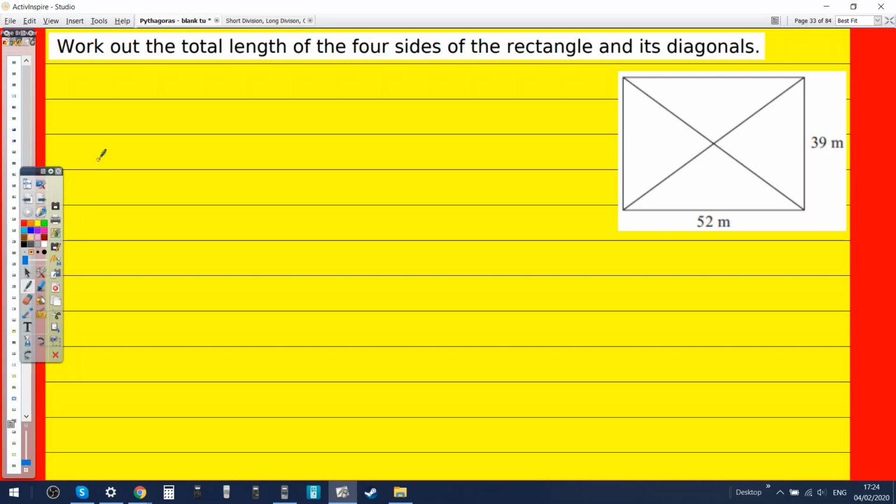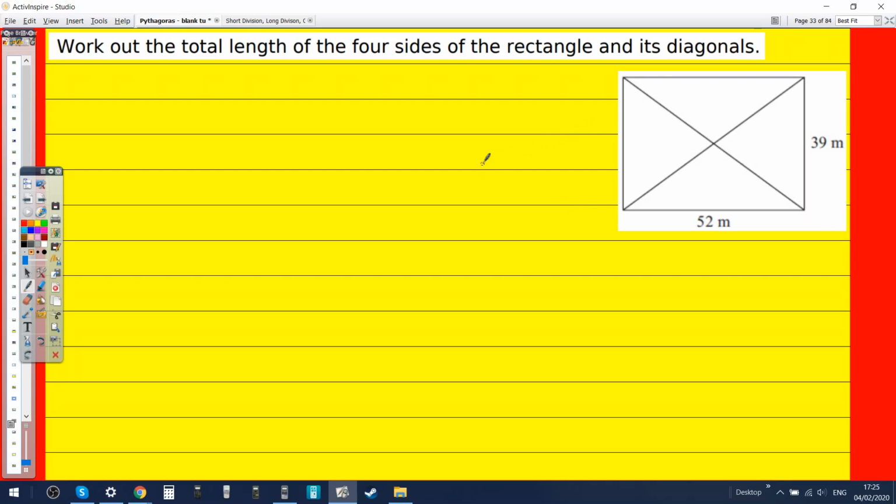Okay, any idea how we do this one? Total length of the 4 sides of the rectangle and its diagonals. Because it's a rectangle, wait, do you still have to use the hypotenuse for this one? So you have to add up all the sides.